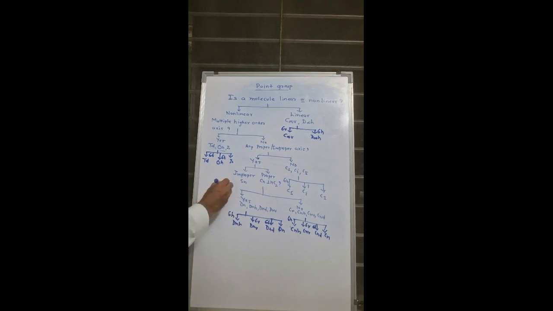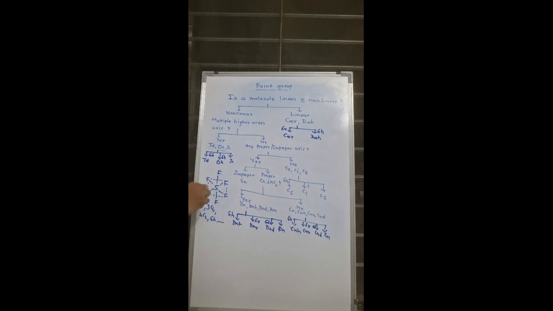Another molecule is the SF6 molecule. Now in case of the SF6 molecule, this molecule consists of E, 3C4 and 4C3, sigma h, etc. symmetry elements.